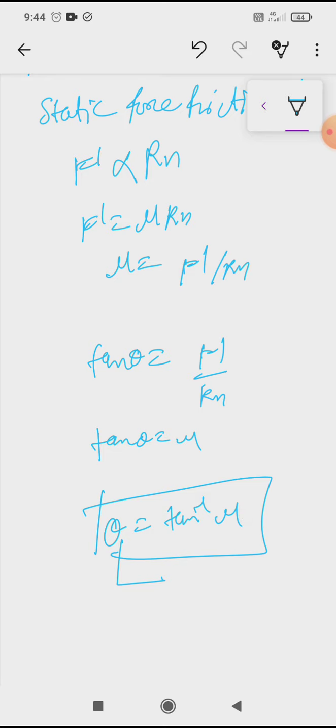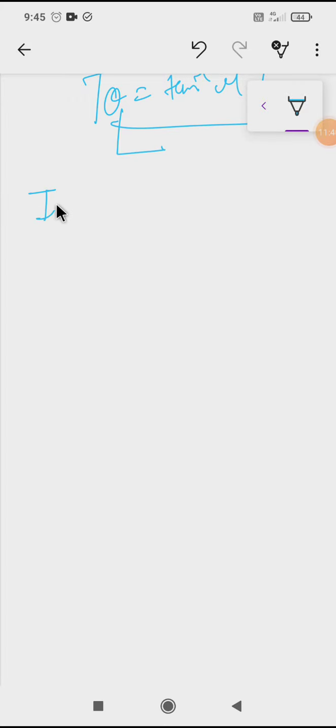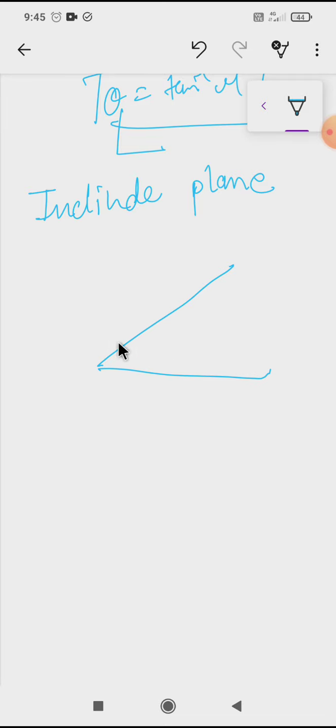Now let's see the next topic, that is the inclined plane. So what is an inclined plane? As the name suggests, it is a plane which is inclined at an angle alpha. So this is the normal horizontal plane, and this is an inclined plane at an angle alpha.